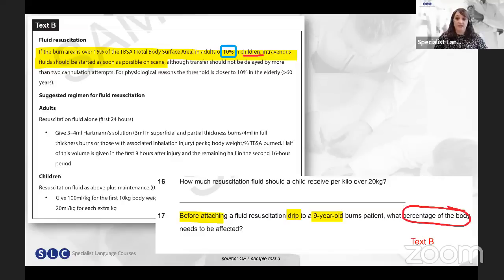But if you did write 10% as words, it's likely that you would still get the points, as it's the correct answer that you found.